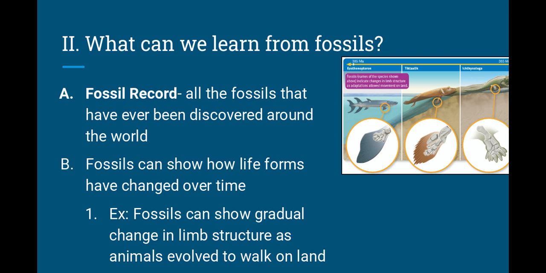So here on the right side, I have a screenshot from your book that just shows how limb shape and limb structure has changed over time as organisms went from swimming in the ocean to being able to swim in the ocean and then visit land every so often, like we see in that middle organism, to walking on land.